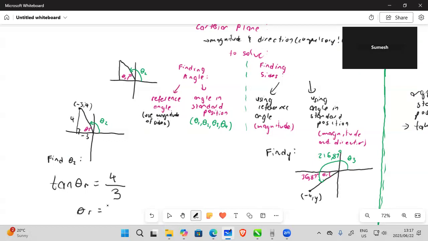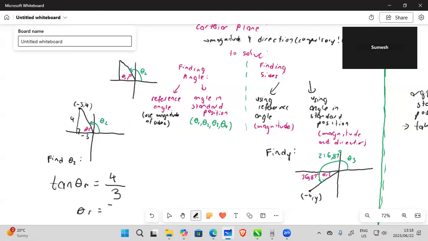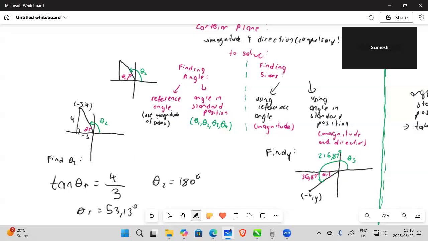When you solve for theta reference, how do we solve for it? We make use of the inverse. So it'll be the inverse tan of 4 over 3, which will be 53.13 degrees. So that's this angle here. What do I need to do? I say, okay, 180 degrees minus 53.13 will give me whatever theta 2 is. So theta 2 is equal to 180 degrees minus 53.13 degrees, and that'll give me an answer, right?